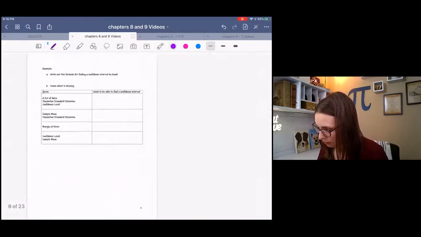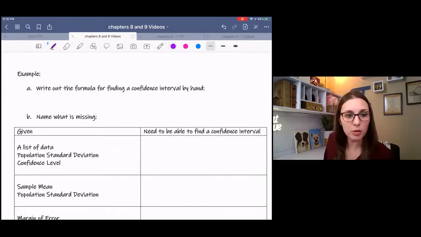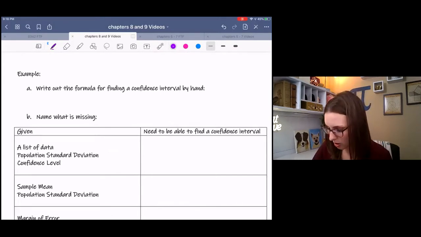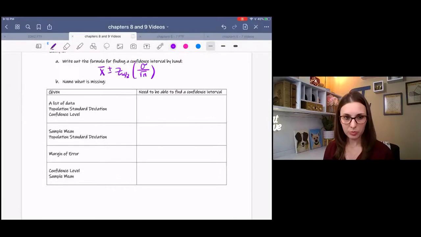And then I have just a couple things to note about the formula. So let's write out the formula first. X bar plus or minus z sub alpha over 2 times the standard deviation for the sample mean. And I want you to fill out this table. Go ahead and try it. You are given certain pieces of information, and you are going to state what is missing for you to be able to compute the confidence interval. So go ahead and try it, and then come back.